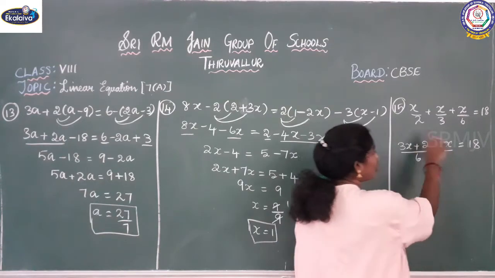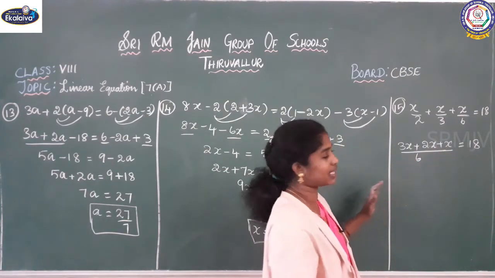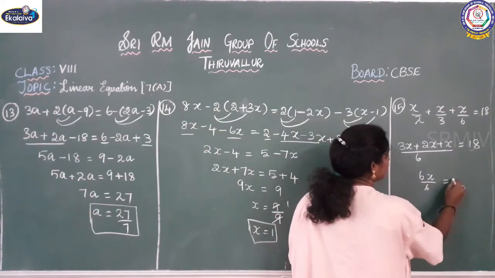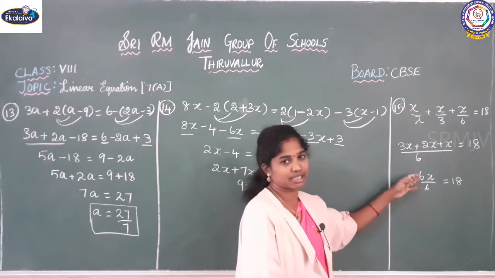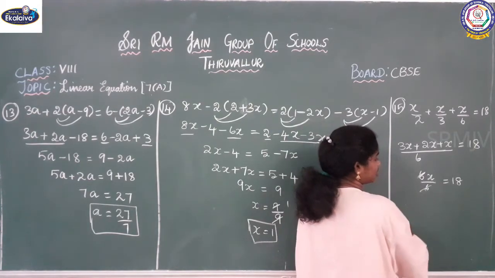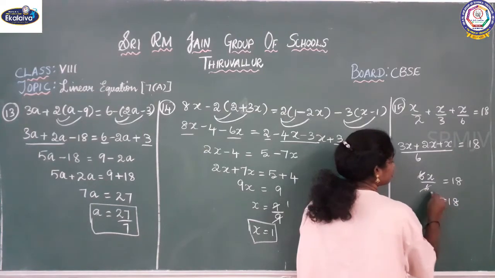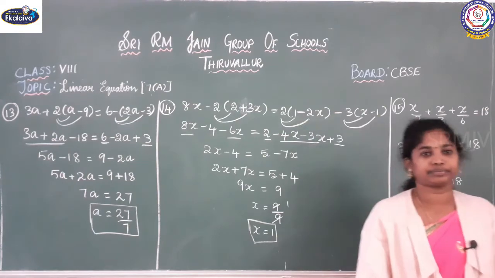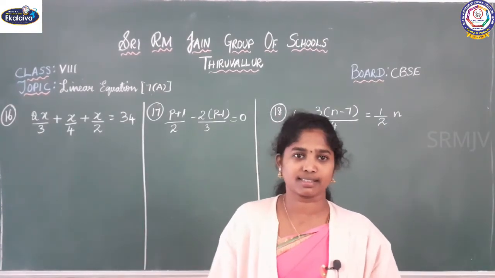When you add all x, what will you get? 3x plus 2x plus x. Totally you will get 6x. So 6x by 6 is equal to 18. Now I can cancel 6 and 6 because it is in the numerator and denominator only. So 6 ones are 6. So you are having x is equal to 18. So the value of x is equal to 18. Yeah, let us see 16th sum now.